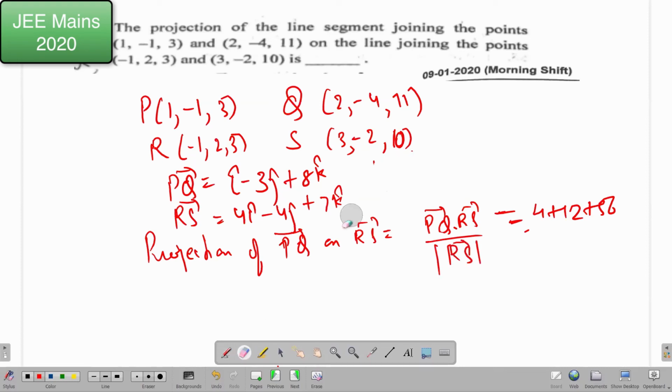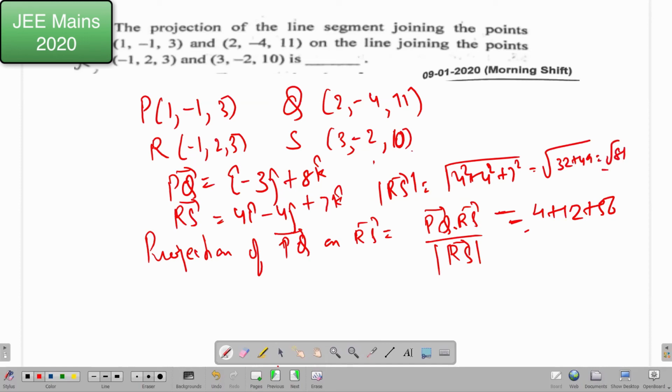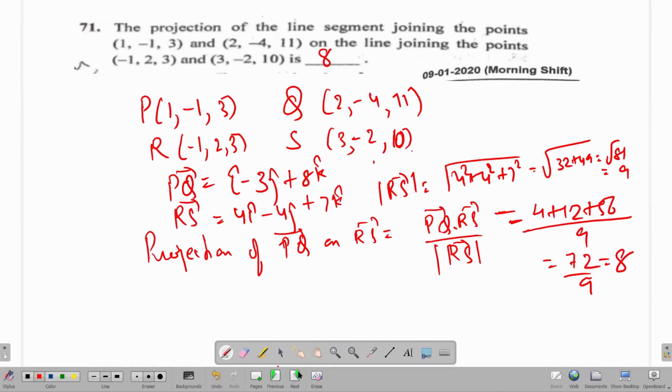So that is 4 square plus 4 square plus 7 square. That is 16 plus 16 plus 49. That is 32 plus 49, which is root of 81, that is 9. So what I get here is 72 upon 9. So my answer is 8 here. So this blank is filled by 8 only.